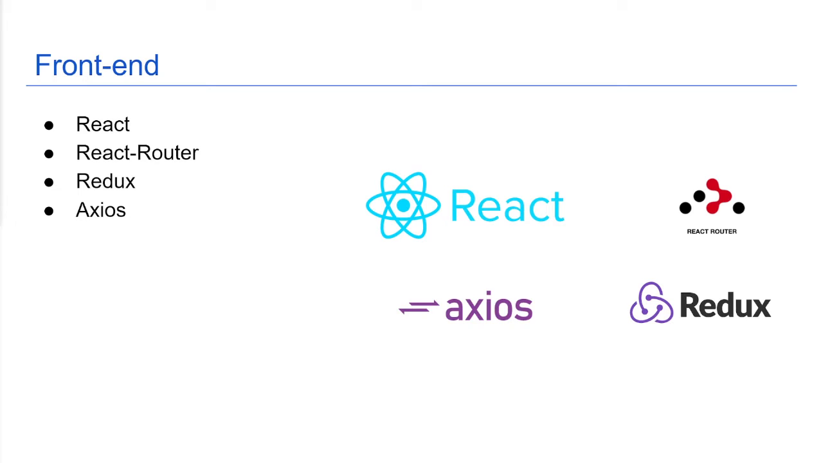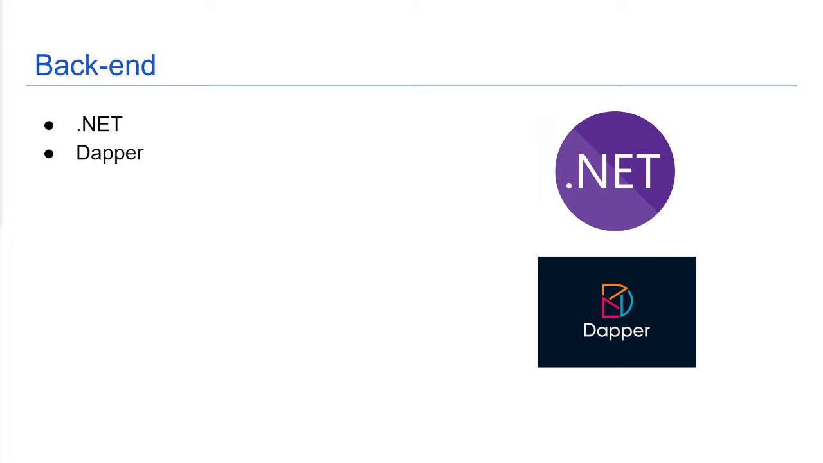To build the front end of our application, we've decided to use React to build our UI, the React Router package to handle all our routing concerns, Redux for state management, and Axios to make HTTP calls to our REST API. On the backend, we use .NET and Dapper to create said REST API. Dapper helps us map data from our database into .NET classes.